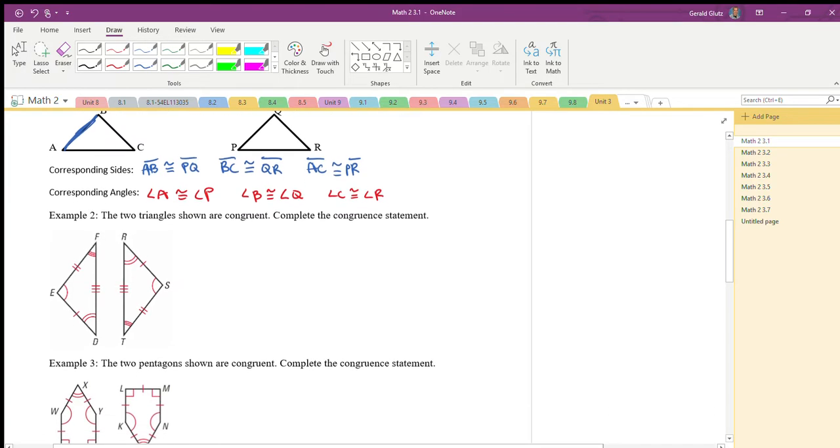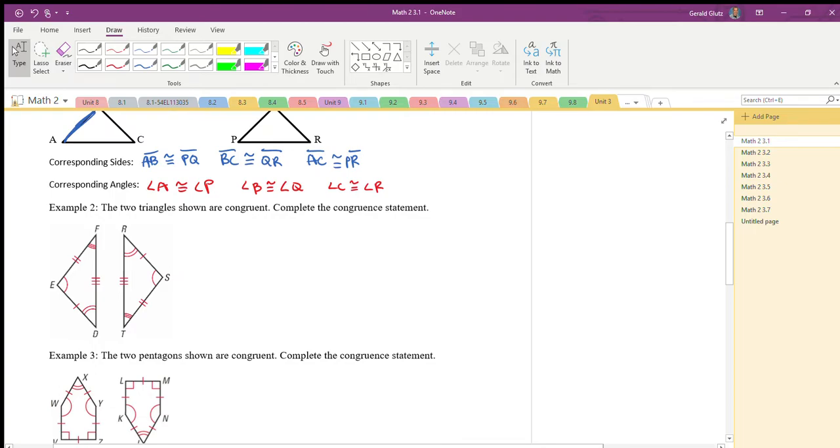Example 2 is kind of similar. This time we have two congruent triangles. We have to name the two triangles in a congruent statement. So we're going to name a triangle by drawing a triangle and then putting the three letters. The first letter I'm going to use is the one that has this one arc. So angle E has that one little arc. The matching angle, angle S, also has one little arc.